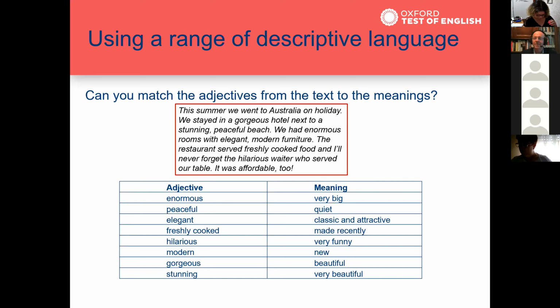The beach was quiet. The beach was peaceful. Oh, now, isn't that great? Peaceful, peaceful. That's a B2 level word, I think. Okay, quiet isn't. Classic and attractive, elegant. Okay, the food was recently made. It was freshly cooked. Now that is a set expression, freshly cooked. The waiter was funny. Okay, but funny is one of those adjectives that everybody uses in English, like nice, funny, good, okay. Right, we can do better than that.